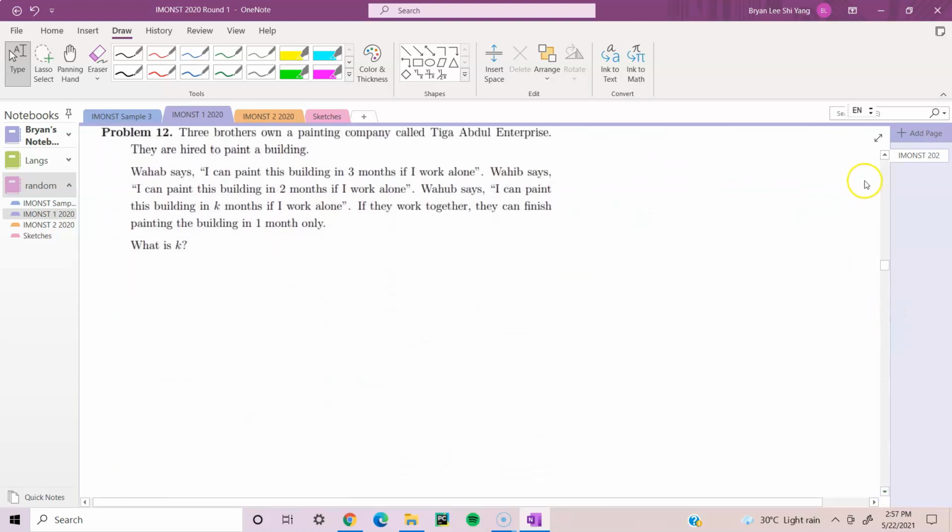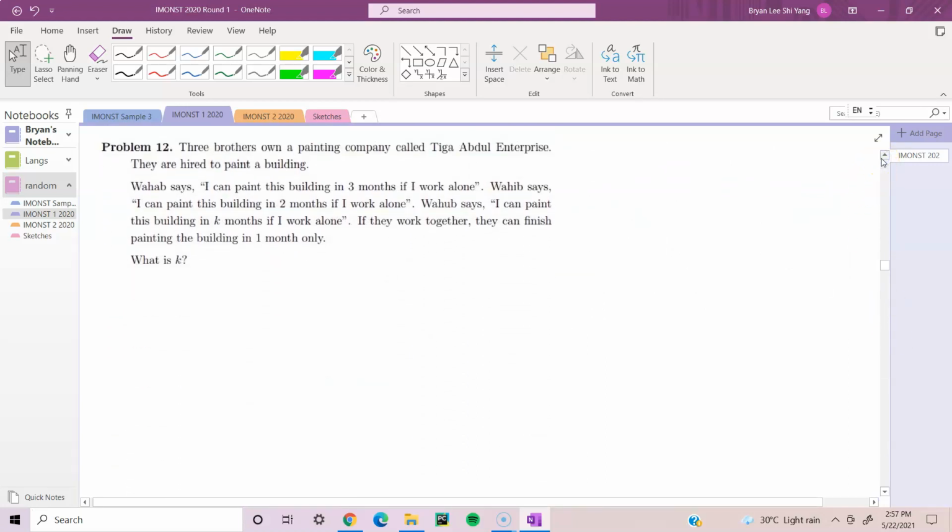So we have 3 brothers, and they own a painting company called Tiga Abdul Enterprise, and they have to paint a building. So the first guy, Wahab, says, I can paint this building in 3 months if I work alone. Wahib says, I can paint this building in 2 months if I work alone. Wahub says, I can paint this building in 3 months if I work alone. Then if they work together, they can finish painting the building in 1 month only.